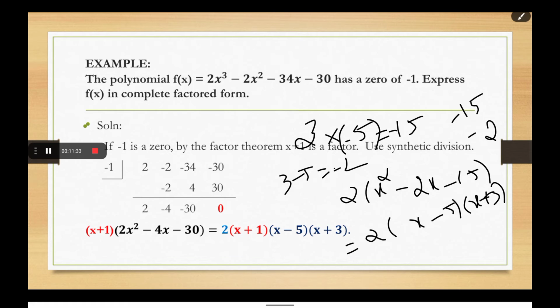I hope you all understand this. Just let me recall once again, in this video we discussed the zeros of the polynomials. First we discussed the factor theorem. Factor theorem means if f of x is a polynomial and the factor of the polynomial is x minus k, then if and only if f of k equals 0, right? We saw some examples, and again we saw complete factored form, and I hope you all understand these topics. Okay, thank you.